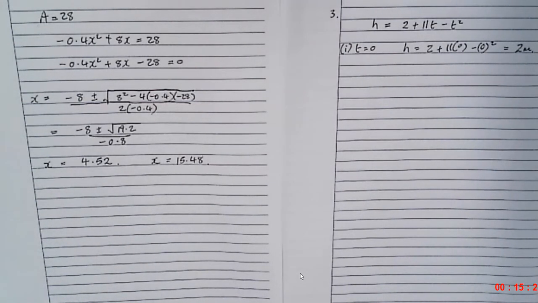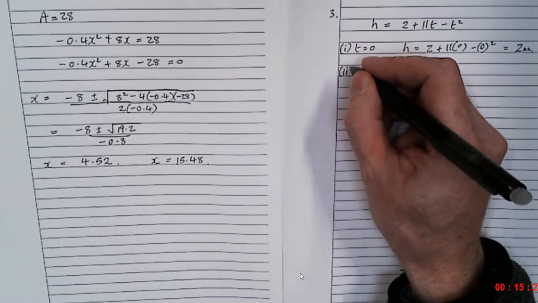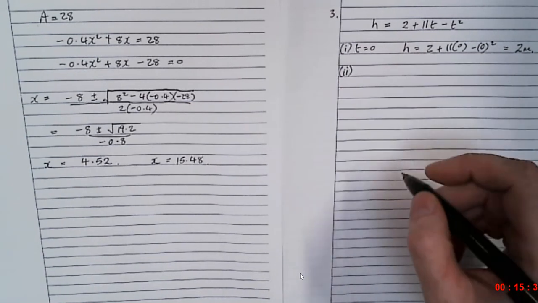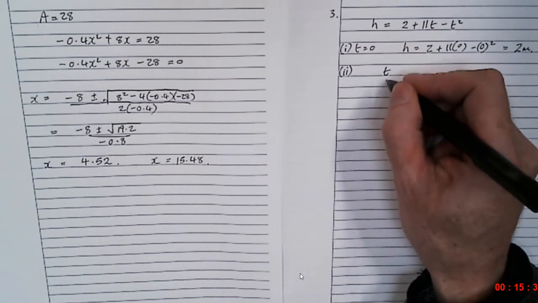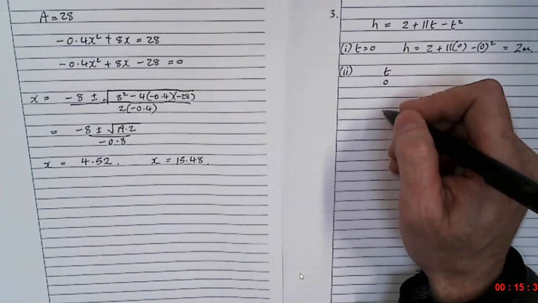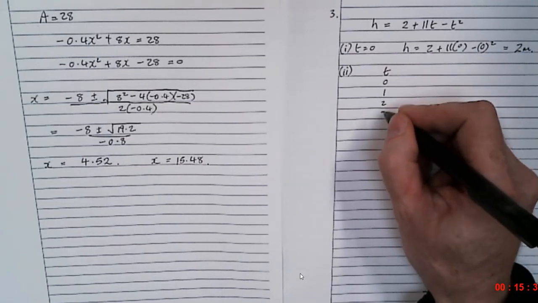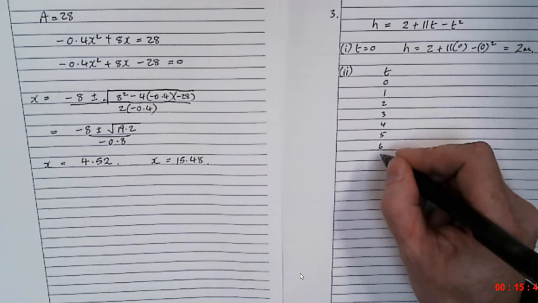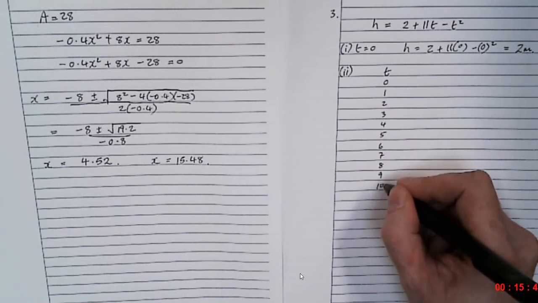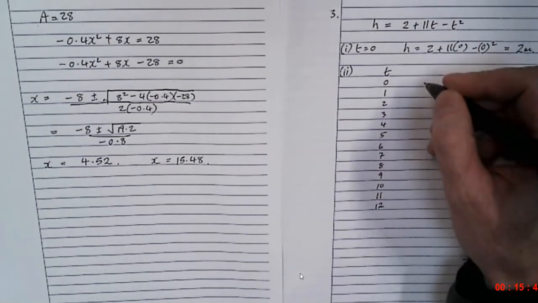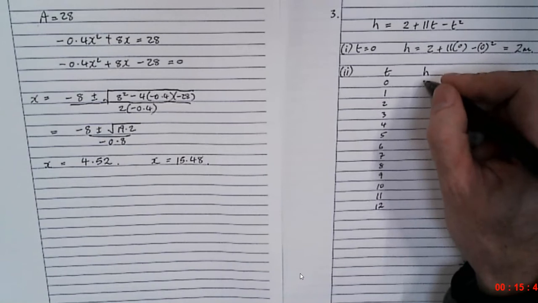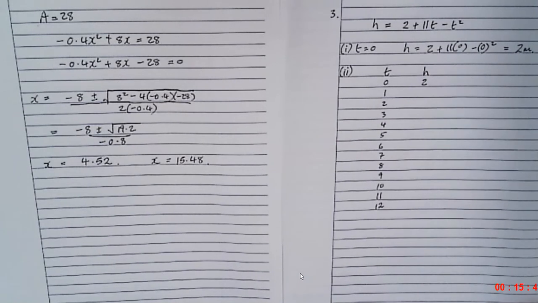Next, by forming a table of values, sketch the graph from 0 to 12. So we set the function on the calculator, making a table of values. We set t from 0 to 12, and the calculator gives us the values.